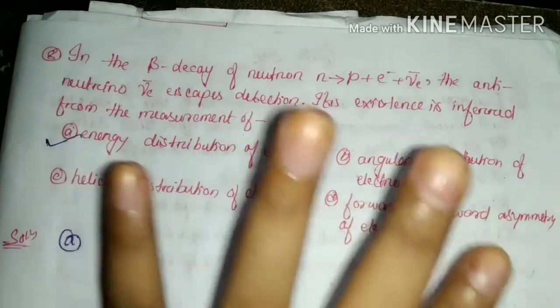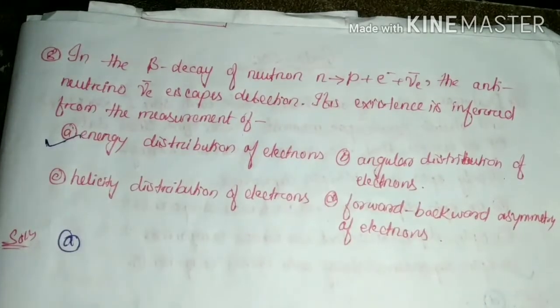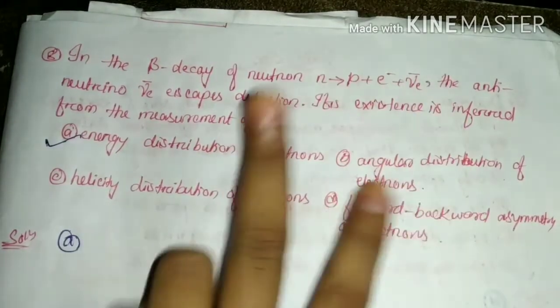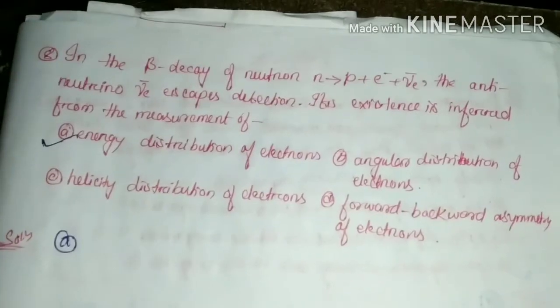All other three options are wrong, and it is very clear. You don't have to think so much about it. You can just see here, right? So now let's come to the next question.